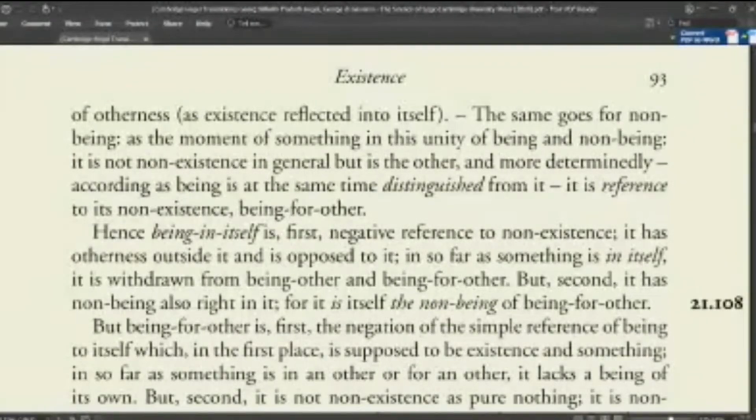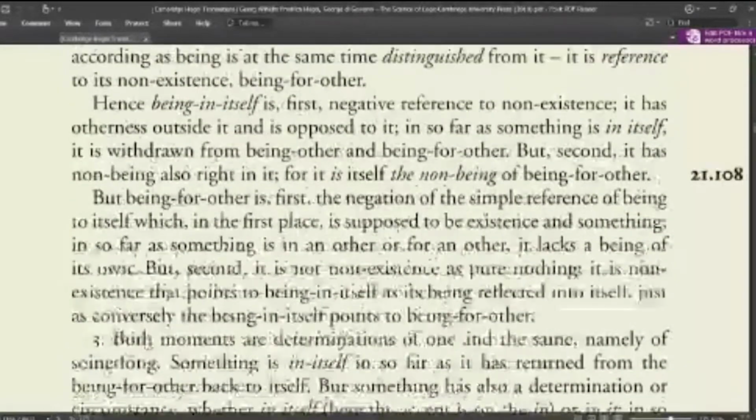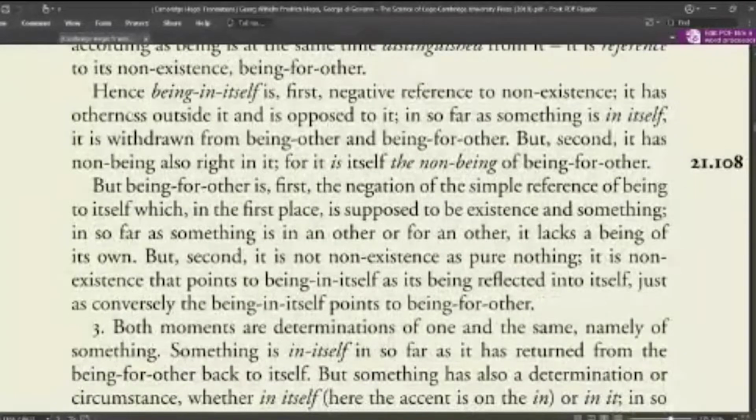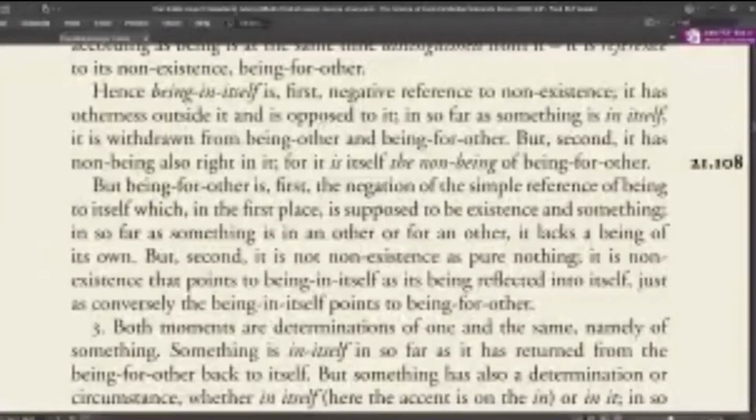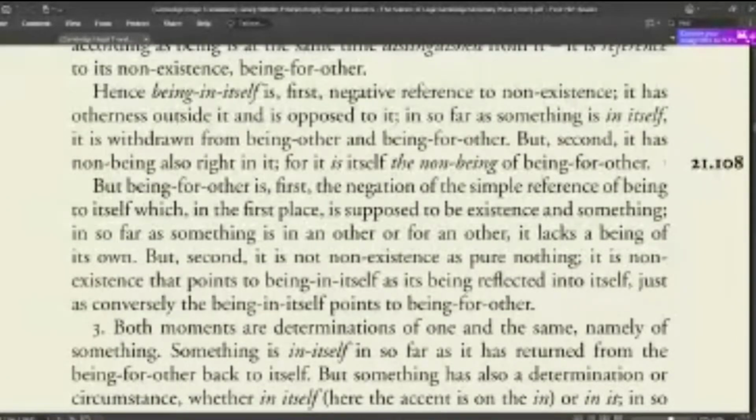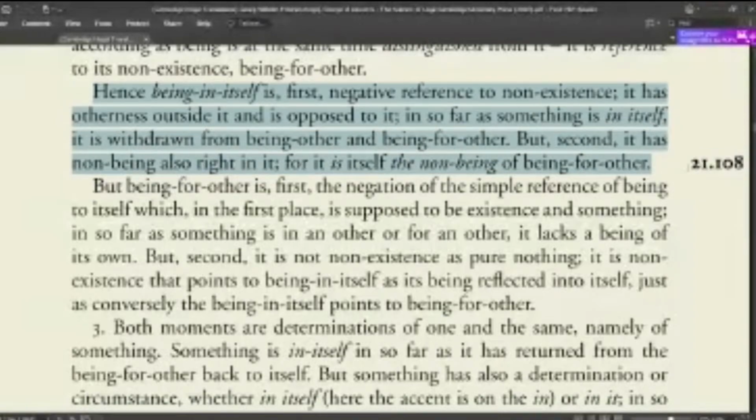The reference stuff, keep in mind, diagramming is really good for that, keeping in mind the referential aspect. Hence, being in itself is, first, negative reference to non-existence. It has otherness outside it and is opposed to it. Insofar as something is in itself, it is withdrawn from being other and being for other. But second, it has non-being also right in it, for it is itself the non-being of being for other. So that's a simple sideways dialectics, that insofar as being in itself, it is only being in itself because it is not being for other.